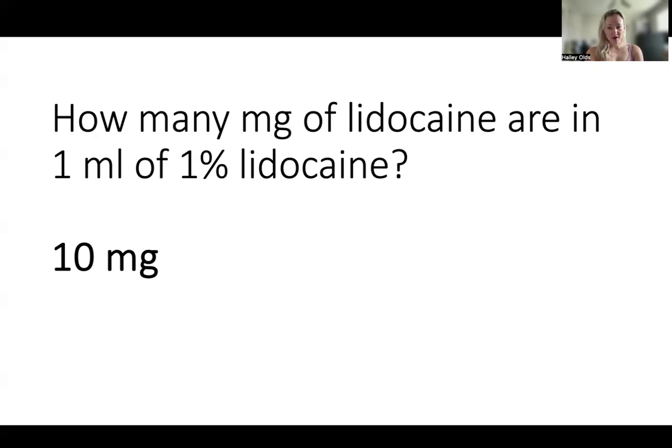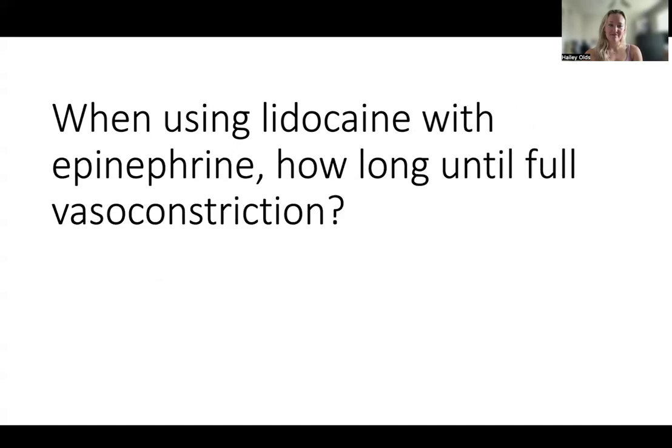And this works up until a certain point. The max total dose is 500 milligrams. So if they weigh more than that and you calculate your max dose to be higher than that, the right answer is still 50 milliliters if it's 1% lidocaine. So it's important to remember that and know how to do the calculation.